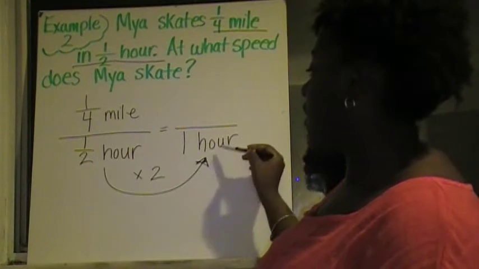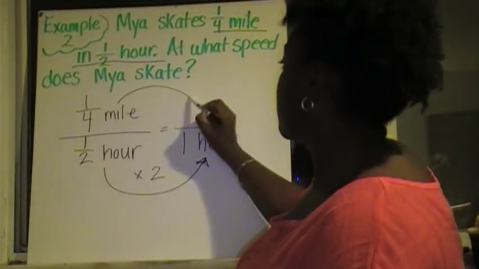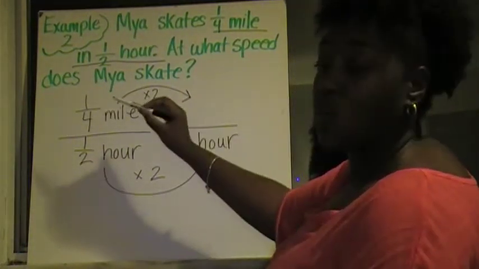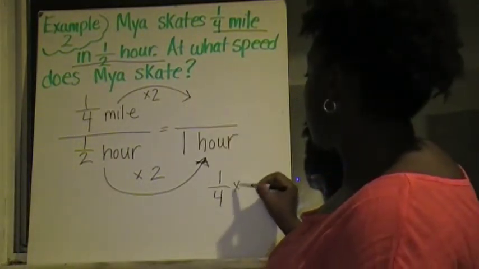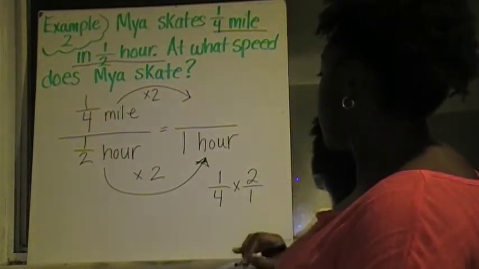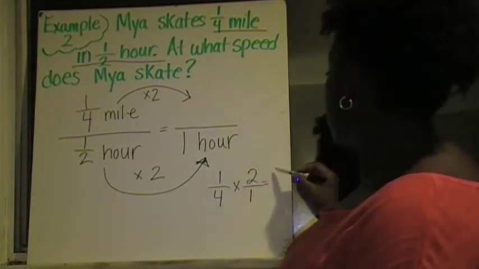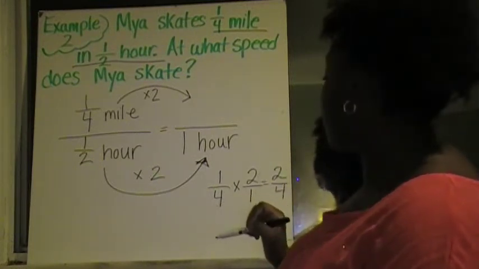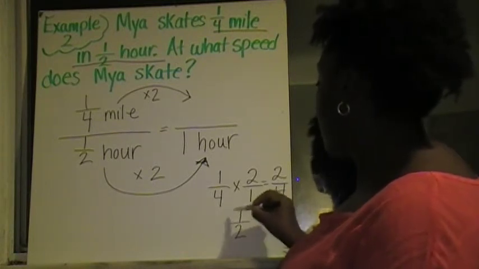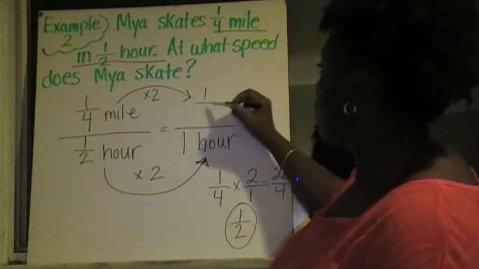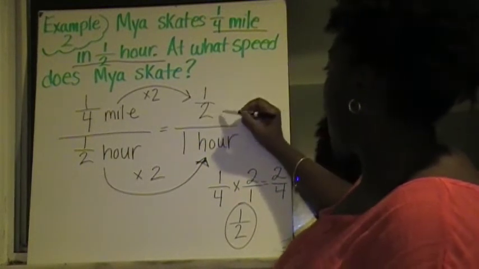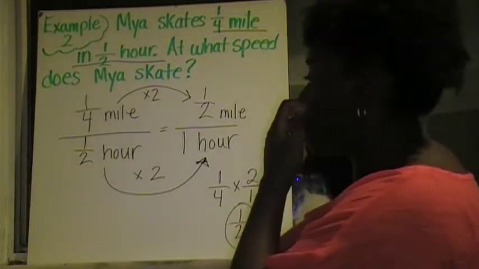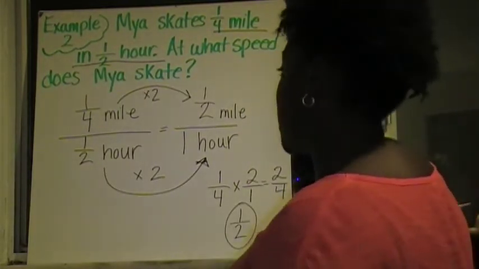That number is 2 because there's 2 halves in one whole. So whatever I do to the bottom, I do to the top times 2. So 1/4 times 2, going to multiply. Remember, 2 goes over 1. 1 times 2 is 2. 4 times 1 is 4. 2/4, when I simplify it, is 1/2. So Maya can skate a half a mile in 1 hour. That is using the proportion method.